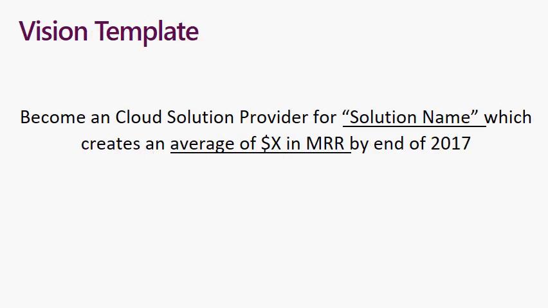We have a simple vision template that you can use. What I would like you to do is take this template and plug in your solution name and also your monthly recurring revenue. So for example, you want to become a Microsoft Cloud Solution provider for a solution that you want to offer to your customers, so write that solution name, and then also write down an average recurring revenue. It can be $5,000 a month or it can be $10,000 a month. The faster you have your numbers in, the easier it becomes to define the kind of growth and customers you want to acquire.